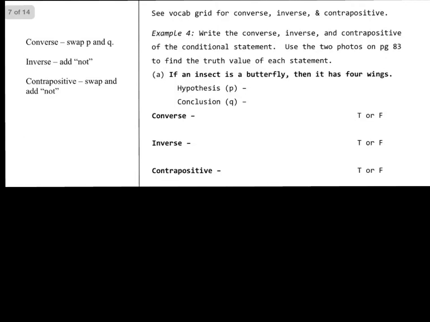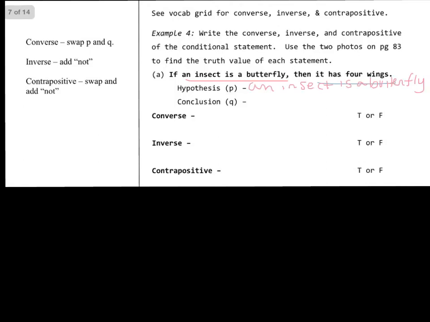You need to review your vocab grid for the definition of converse, inverse, and contrapositive. I have a few notes over here in the margin that I'll be referring to as we do this example. So we are going to write the converse, inverse, and contrapositive of the conditional statement. My given statement is if an insect is a butterfly, then it has 4 wings. So my hypothesis, P, is everything that comes after the word if.